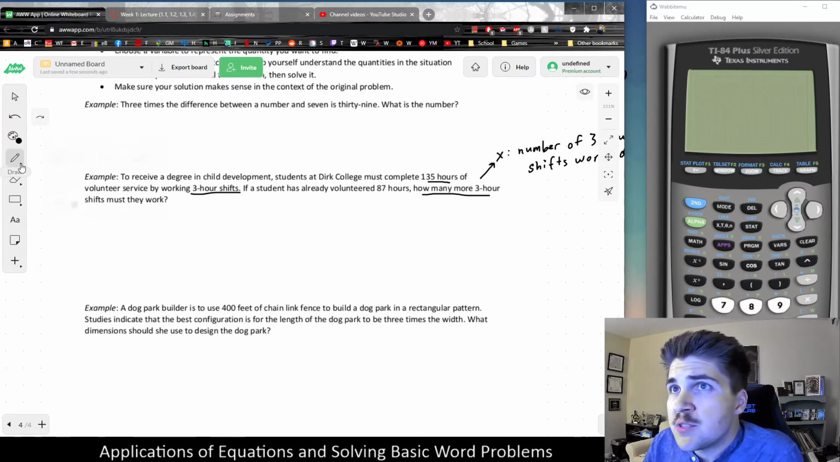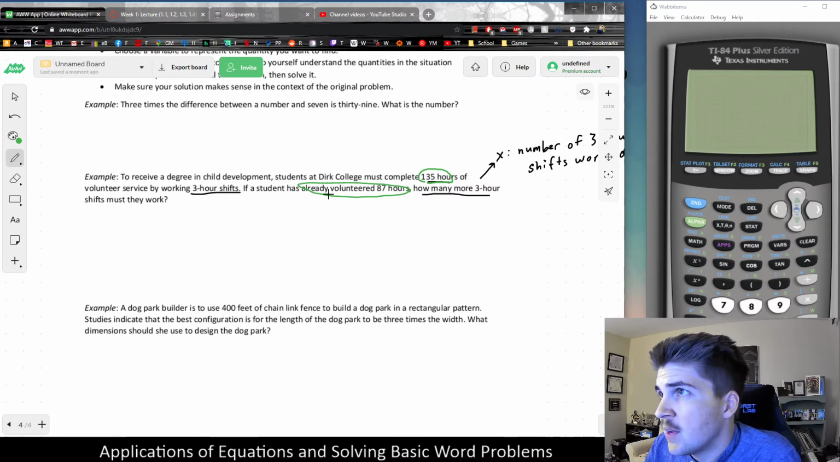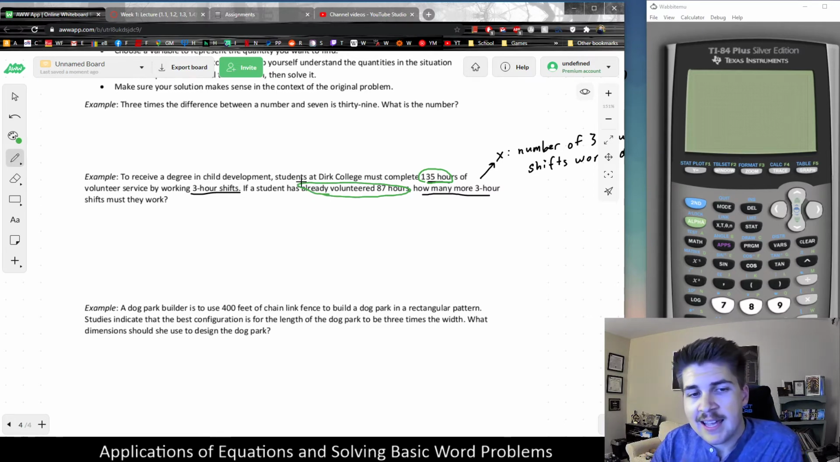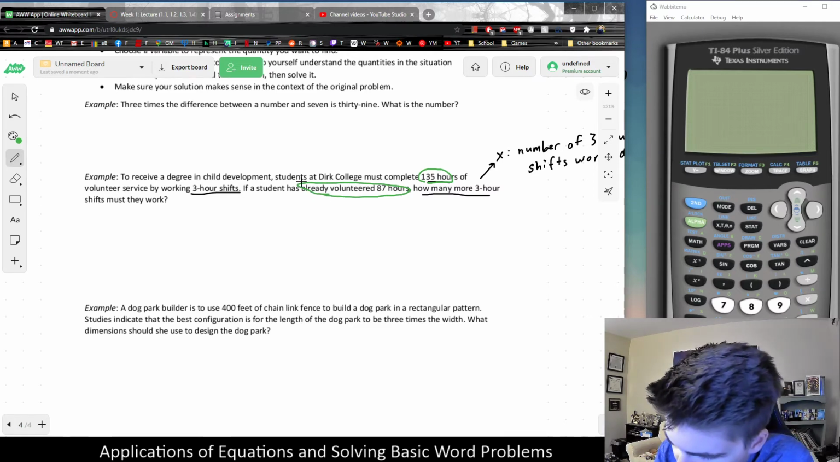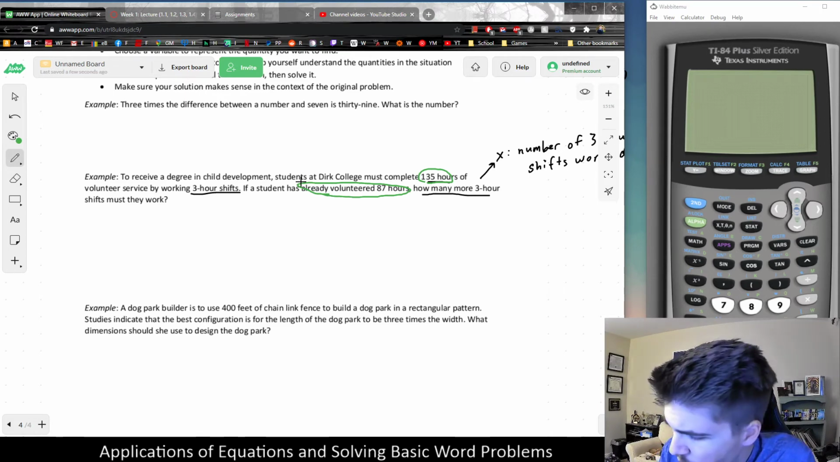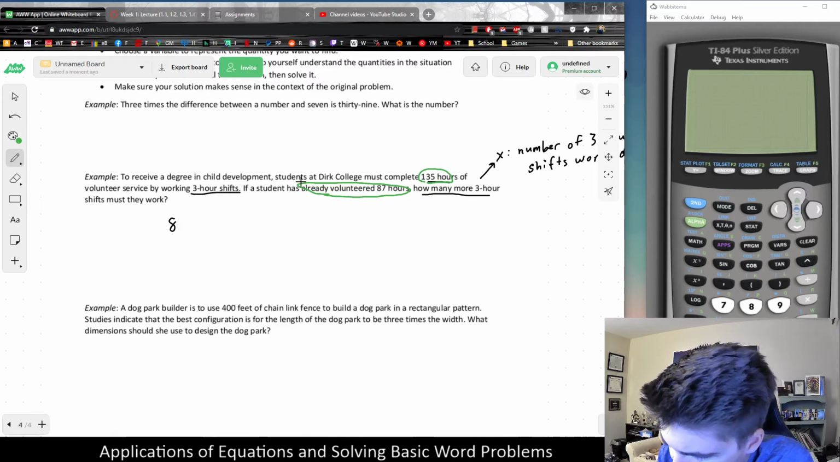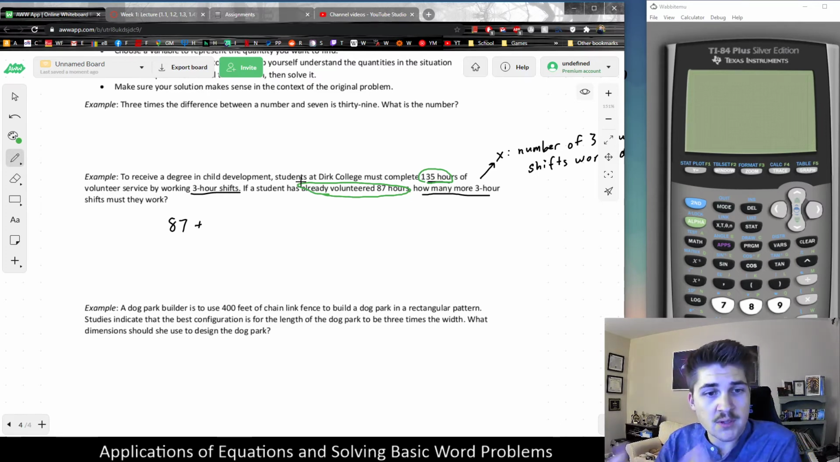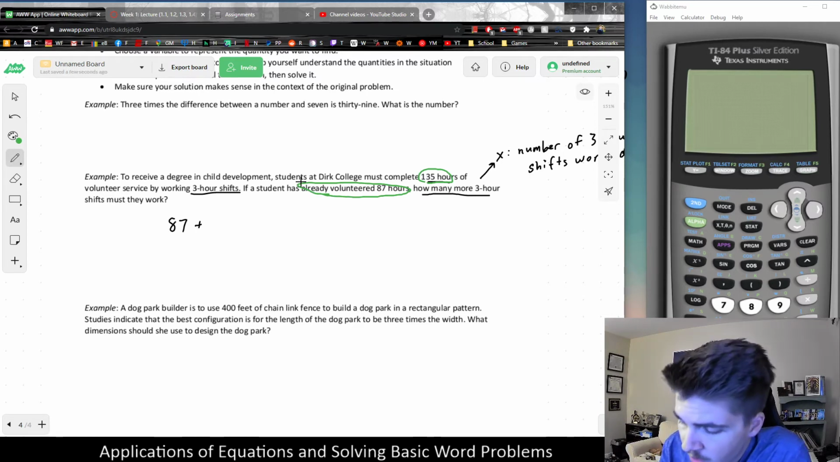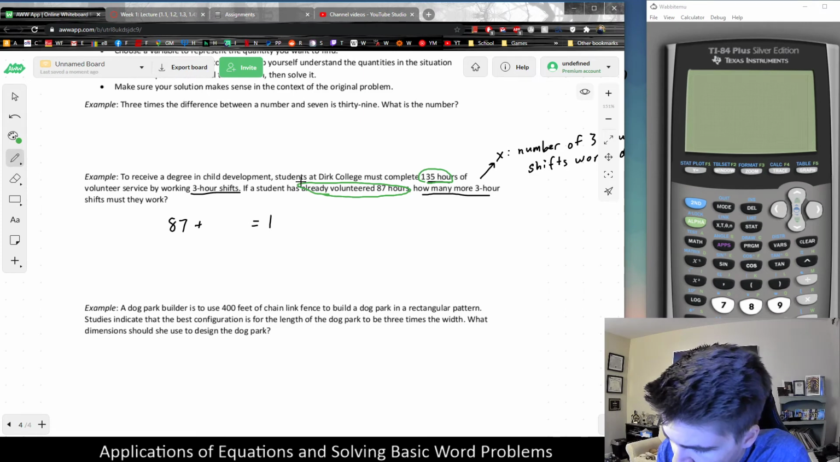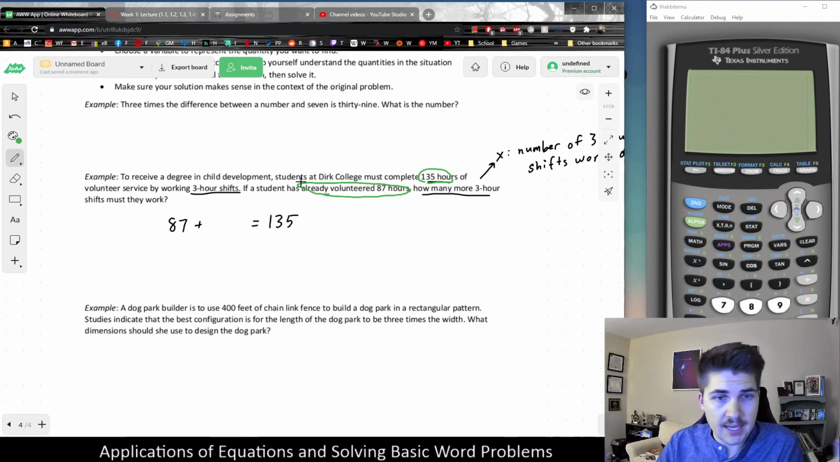But we want to make sure we're using the rest of the information that we were given, which is, well, we have to complete this amount, and we've already volunteered this amount. So usually I would think about my equation in such a way. I could start with how many hours I have worked. And again, there's more than one way you could do this, but this is just how I would approach it. I have currently worked 87 hours, and I need to add more hours on top of that. I need to put in a bunch more shifts to get to it. And my goal is to make a total of 135 hours to finish my volunteer service.